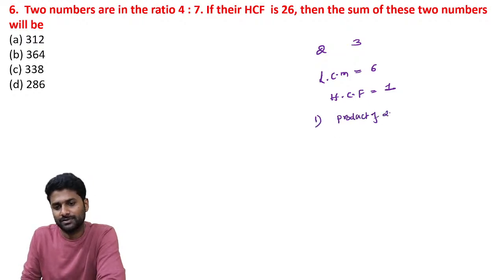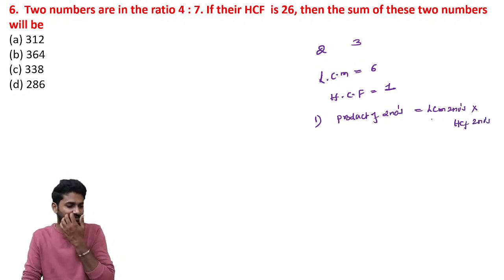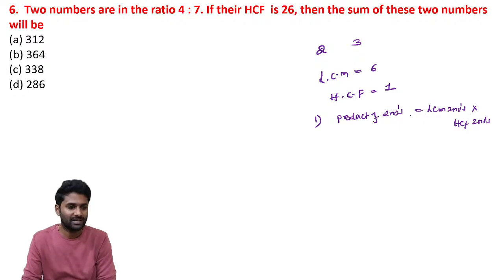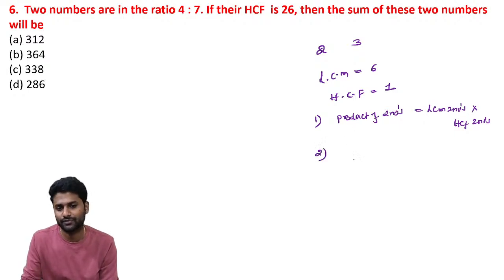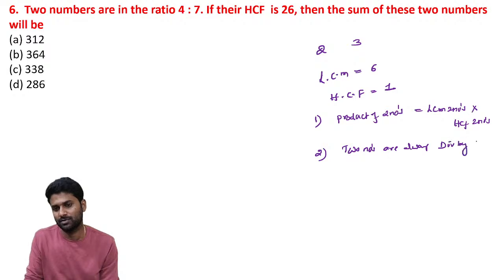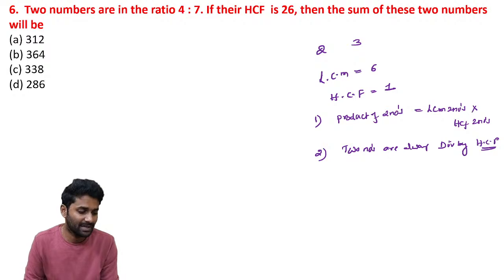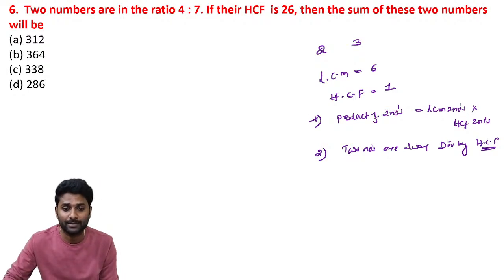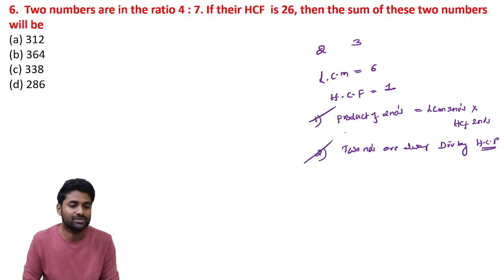Product of two numbers is exactly equal to LCM of two numbers into HCF of two numbers. Remember this point, guys. If you take any two numbers, their product value is exactly equal to LCM of two numbers into HCF of two numbers. And remember, those two numbers are always divisible by HCF of the given numbers. These two properties are most important.